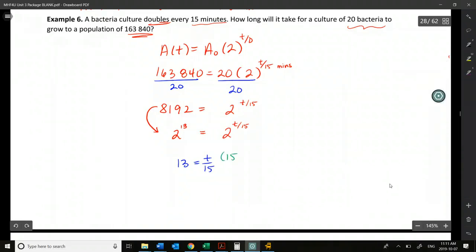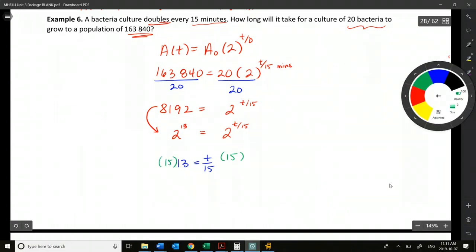And then I can just multiply the 15 up. That's a little quicker than using log, I think. But can you use log? Absolutely, you can. So 13 is equal to t over 15 because they have the same bases. So if I say 2 to the 13 equals 2 to the t over 15, then 13 must be equal to that exponent.